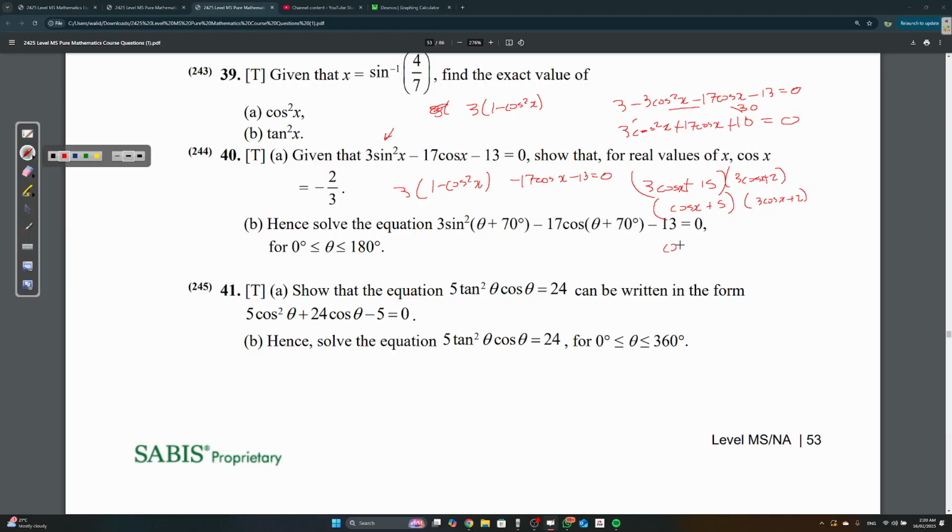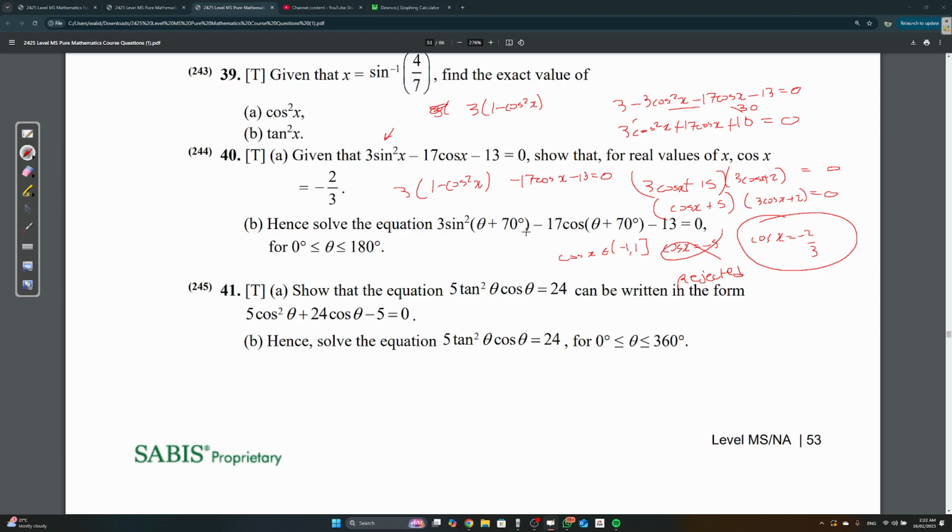Cosine x plus 5 equals 0, so cosine x equals minus 5, and the other gives cosine x equal to minus 2 over 3. The first is rejected because remember cosine x must be within minus 1 and 1. They're saying show that this is correct, and we showed it, and then solve it.